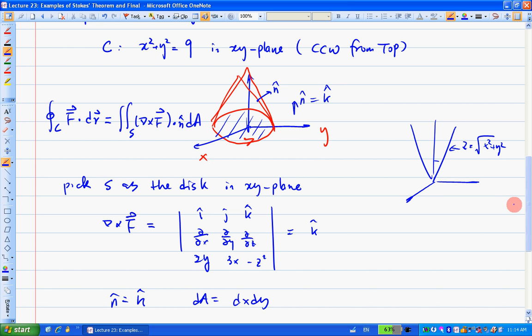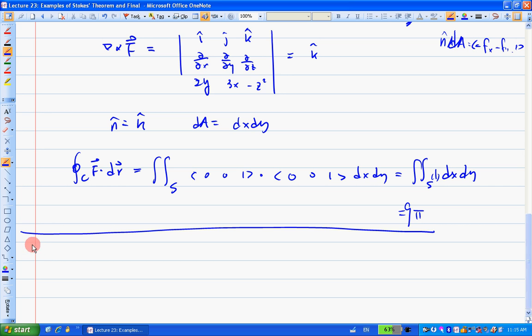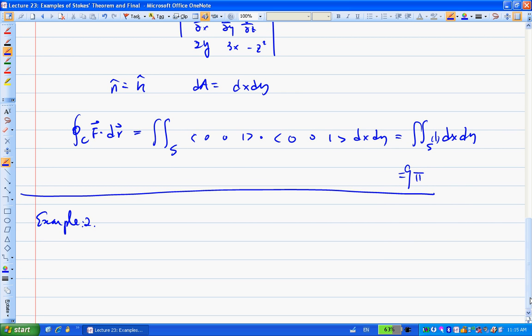Once you have the cone equation, you need the n hat, right? This is an explicit surface, and you have n hat dA equal to negative fx, negative fy, 1 dx dy. As a matter of fact, I think in the next example you'll see that. So let's look at this one here.